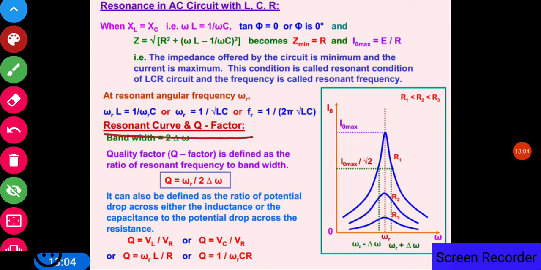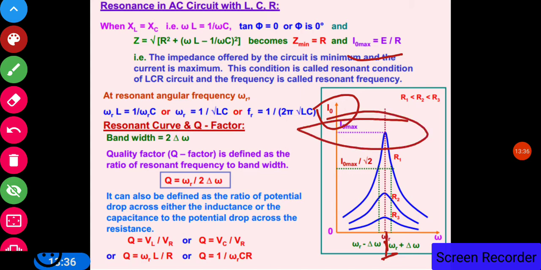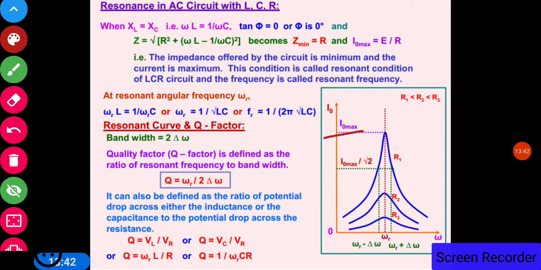Now, resonant curve and the Q factor. Now, if we draw a curve between the frequency and the maximum current, that is I0, we find that as the frequency increases, the shape of the curve is like this. At the position of the resonant frequency, the current is maximum. The value of I0 is maximum at the resonant frequency, which is denoted by I0 maximum. So, this is I0 maximum.